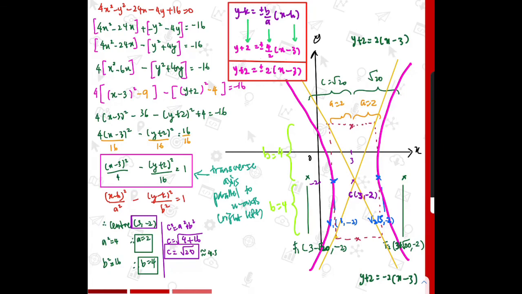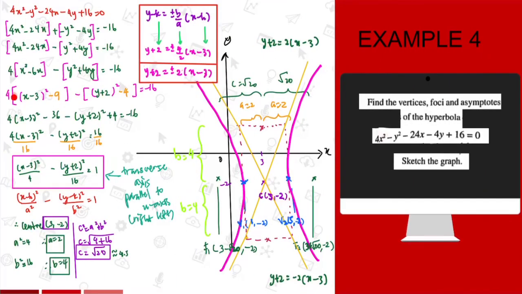Therefore, this is the final answer of this example, where we have to do completing the square in order to find the equation. We find the center, a, b, c. We graph it. We give the coordinates of the center, vertices, and also foci. And finally, we give the equation of the asymptote. This is for the positive asymptote. This is for the negative asymptote. So that's the end for the topic hyperbola.